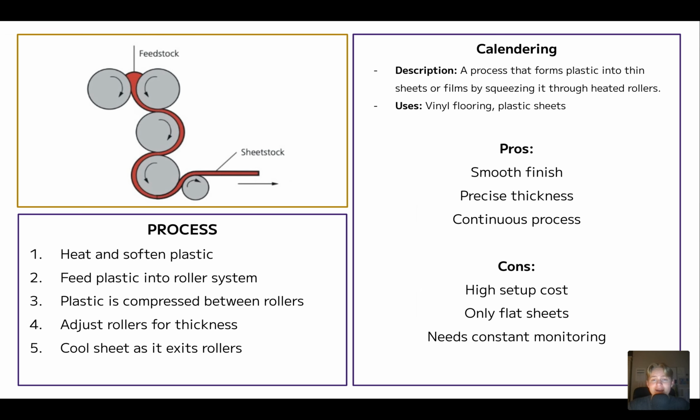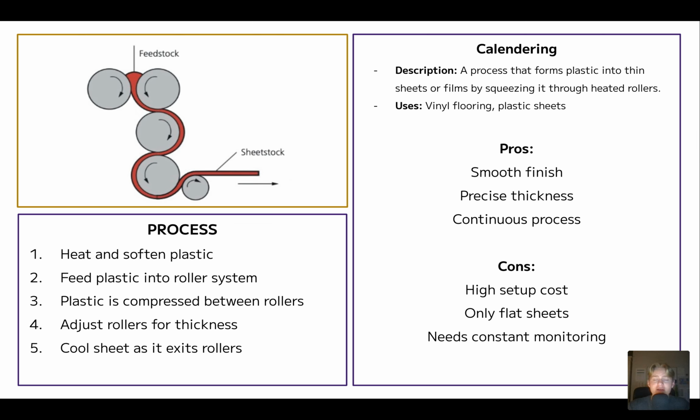Next, we're going to look at calendaring. So calendaring can best be described as a process that forms plastic into a thin sheet or film by squeezing it through heated rollers. So some examples of products that can be created with calendaring is like vinyl flooring or any kind of plastic sheeting, really. So we can actually use calendaring in combination with the previous two because they require a sheet material.